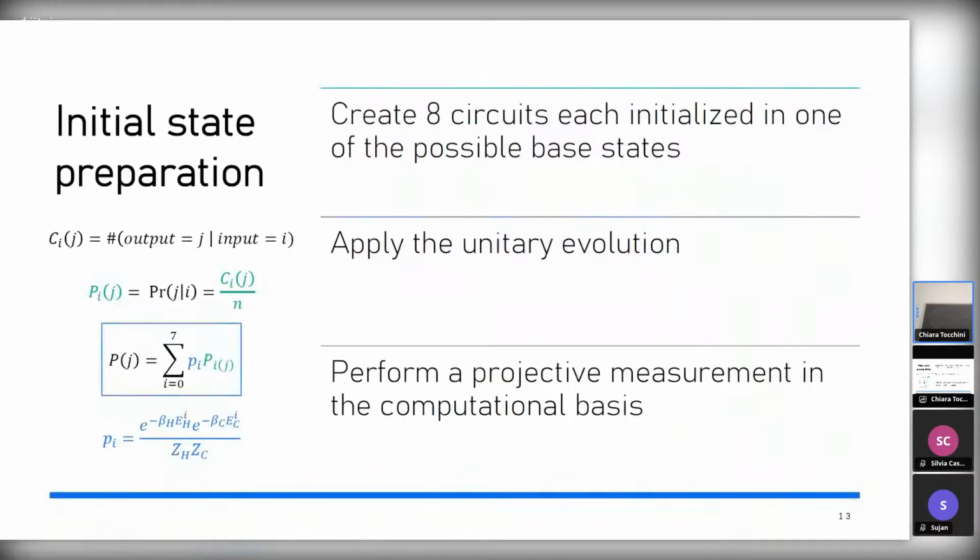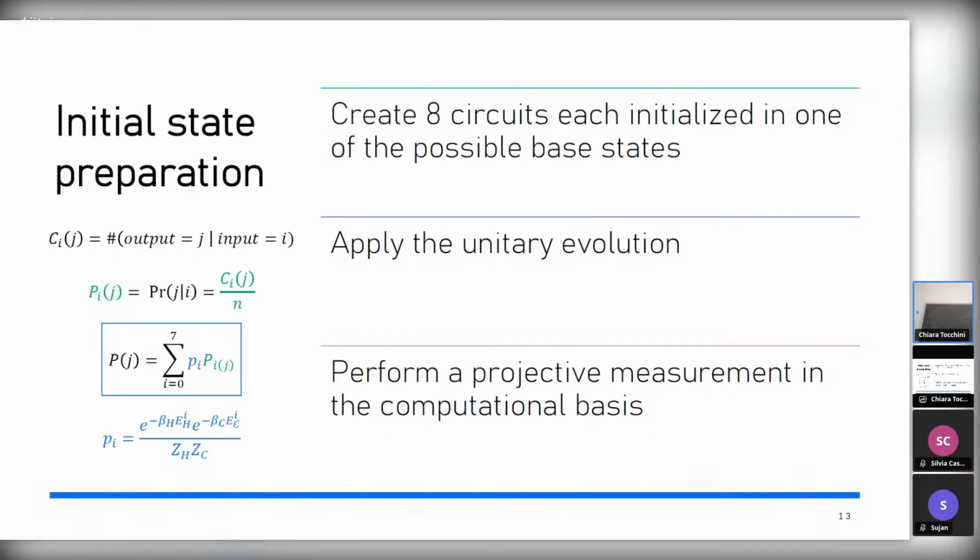So it's not possible to initialize a state in a Gibbs state on a quantum computer. So we use this other method in which we create 8 different circuits, each of them initializing one of the possible base states of the 3-qubit system. Then apply the unitary evolution to each of them independently, and perform a measurement in the computational basis.